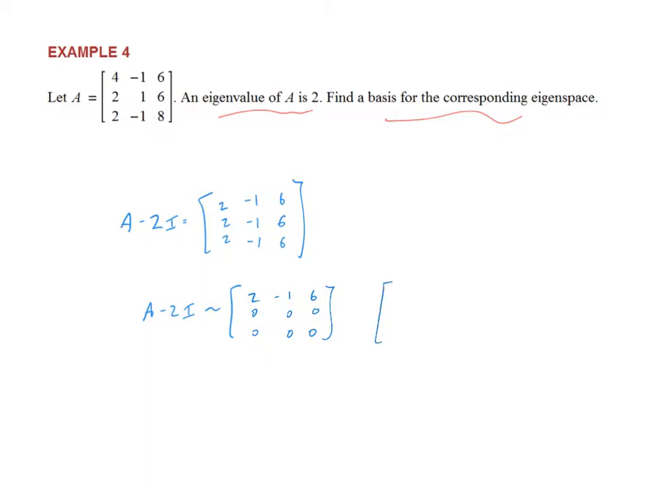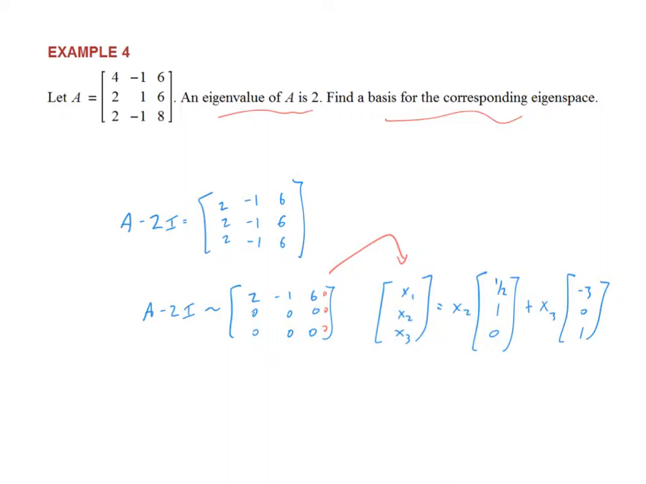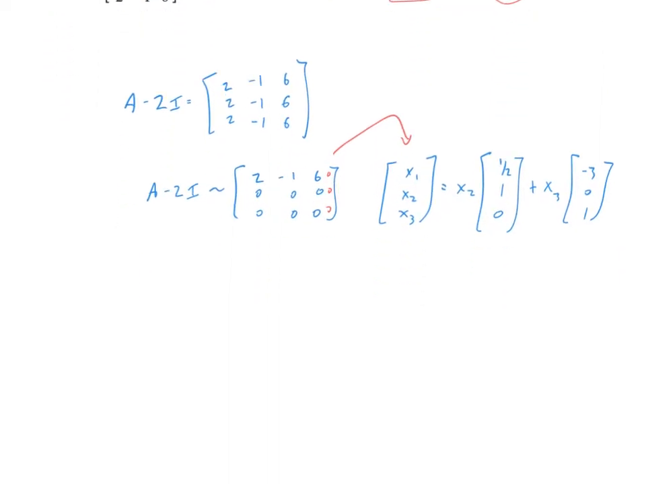You can go through the steps if you're not comfortable going right to this, but we have x1, x2, x3 is equal to x2 times (a half, 1, 0) plus x3 times (negative 3, 0, 1). And again, if you're not sure what I did jumping from here to here, we augment with a column of zeros and solve for x1 in terms of x2 and x3 and represent that solution as vectors.